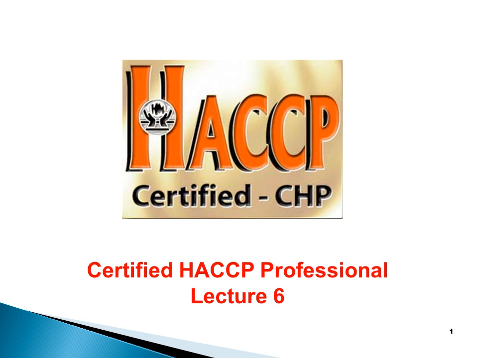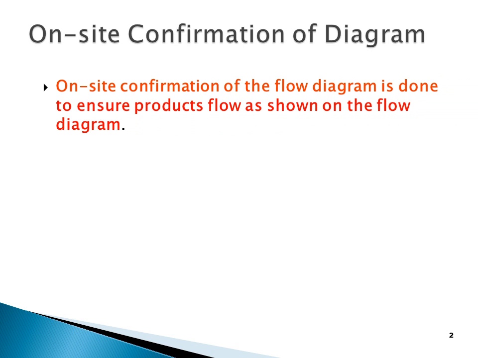Now it's time to do our on-site confirmation of the flow diagram and finish up the preliminary steps. The on-site confirmation of the flow diagram, meaning we're going to check and make sure that we did that flow diagram properly, is done to ensure the products flow as shown on the flow diagram, because if they don't, then we're going to miss some steps, right?